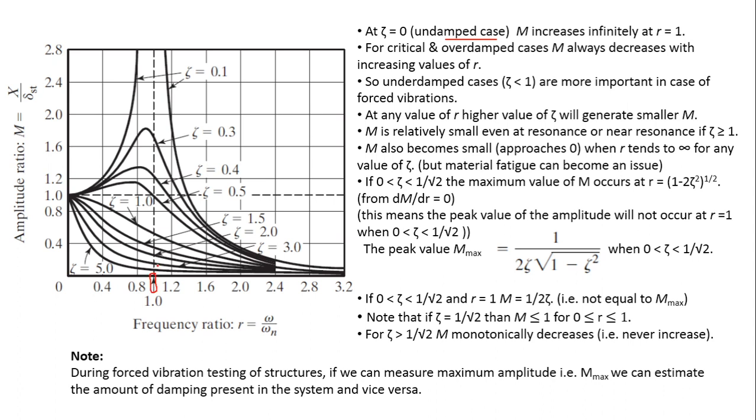This arrow indicates r equals 1, and you see that all these curves have been assigned some value of zeta. This one is zeta 0.1, and already it has reached a very high value. So zeta equals 0 will mean that the curve will be higher than this one. So this means that the amplitude ratio or the magnification ratio becomes infinite at r equals 1 if your system is not damped.